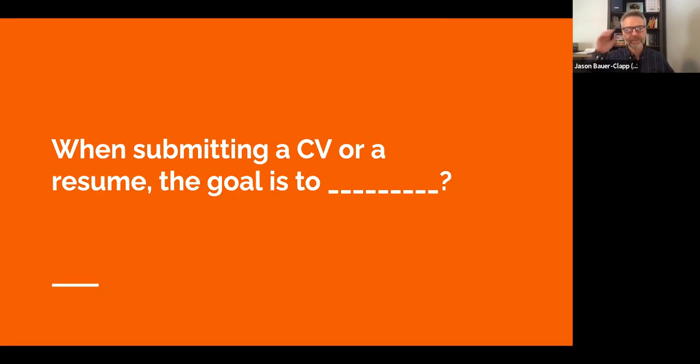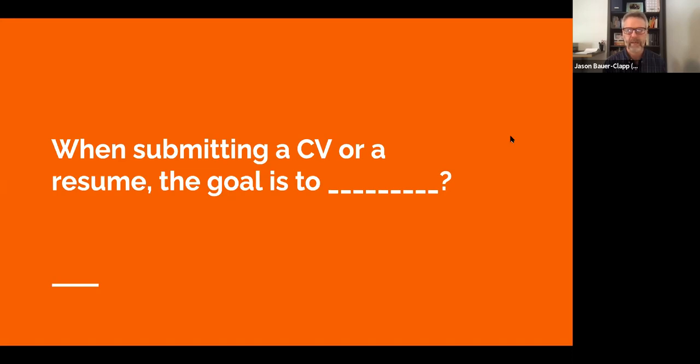Any ideas? Get a job. Yep. Market yourself. Yep. Keep coming. What else? Give employers a brief understanding of who you are. Absolutely. Secure further interest and an interview. There we go. Yeah, all true. Share how your experiences and interests align with whoever you're sharing it with. Yeah. Let's see if we get one or two more ideas.